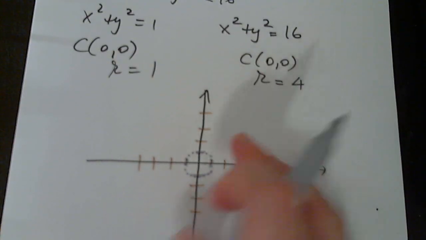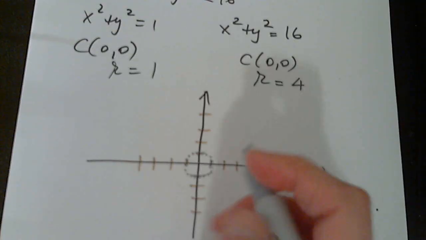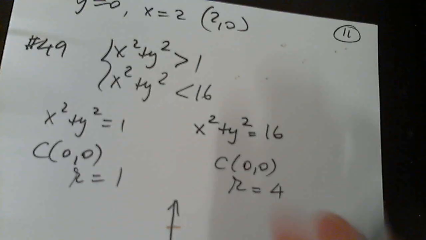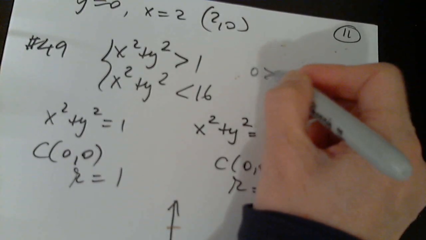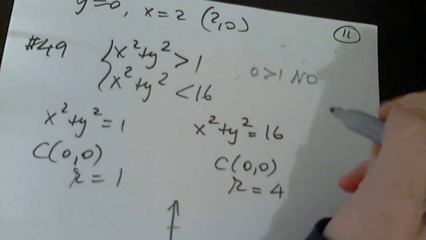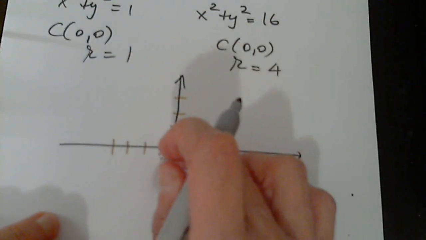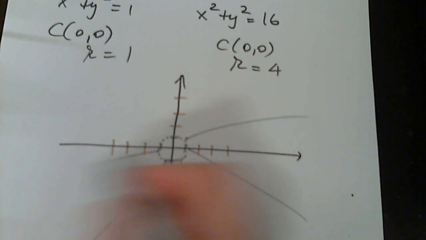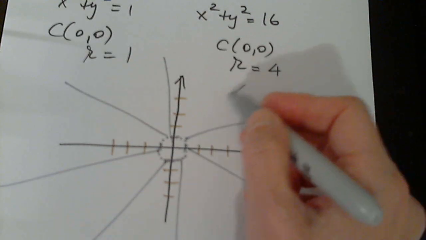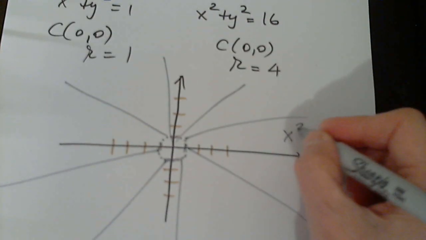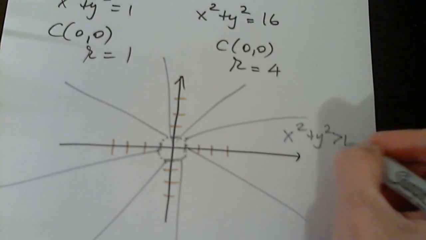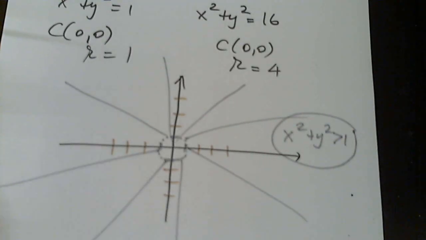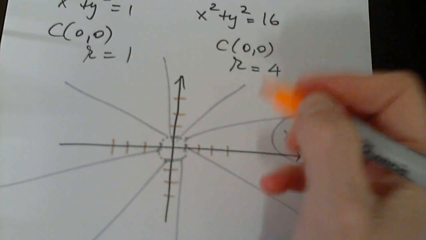So this circle divides the plane into two pieces, around it and inside. I'm going to choose the origin. 0 greater than 1. No, 0 is not greater than 1. So I cannot choose the inside. I have to choose the outside. So this is x squared plus y squared greater than 1. Now, only now, I'm ready for the other circle.